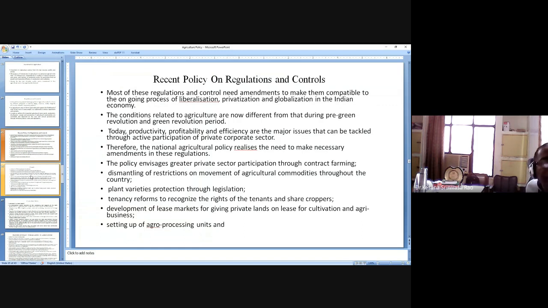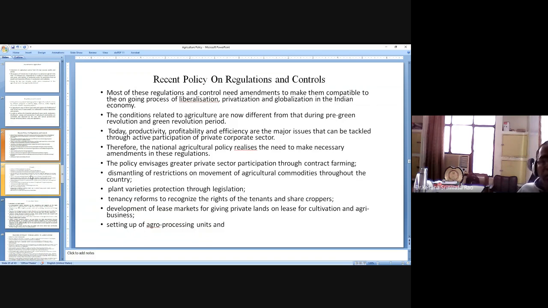Okay, tenancy reforms we have been discussing since before independence, but they have not been very successful in the majority of places. I can only say that West Bengal and Kerala have achieved good results as compared with other states of the country. Development of lease markets for giving private lands on lease for cultivation and agribusiness. Setting up of agro processing units.